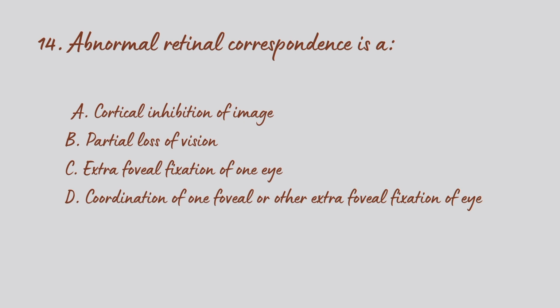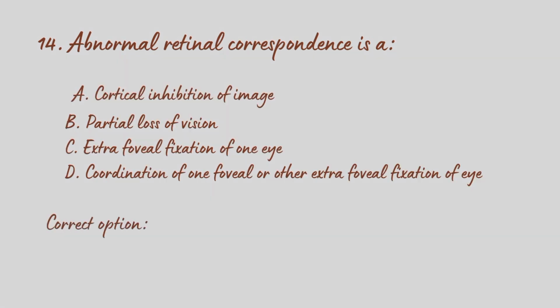Next question, abnormal retinal correspondence is option A cortical inhibition of image, option B partial loss of vision, option C extrafoveal fixation of one eye, option D coordination of one foveal and other extrafoveal fixation of eye. Correct answer is option D.